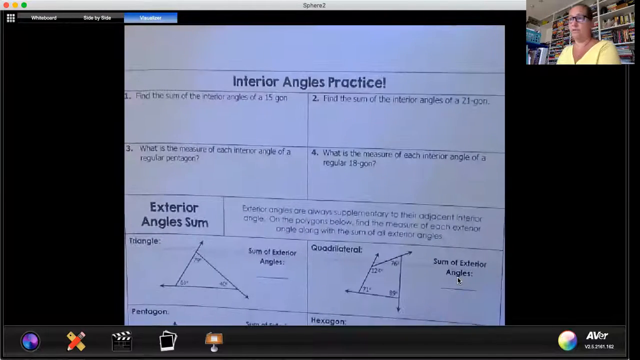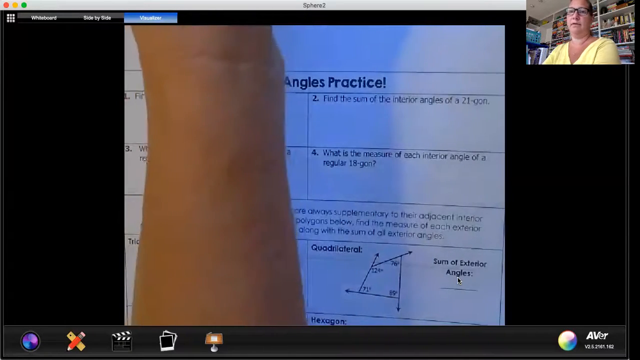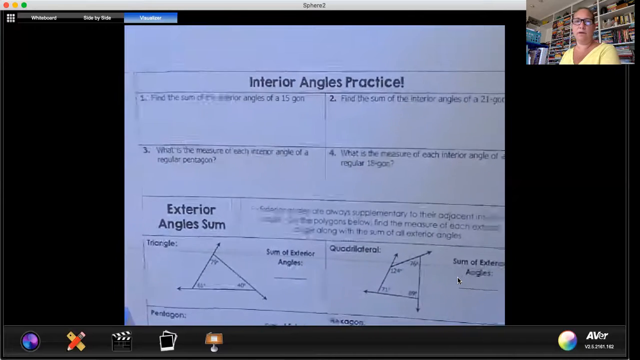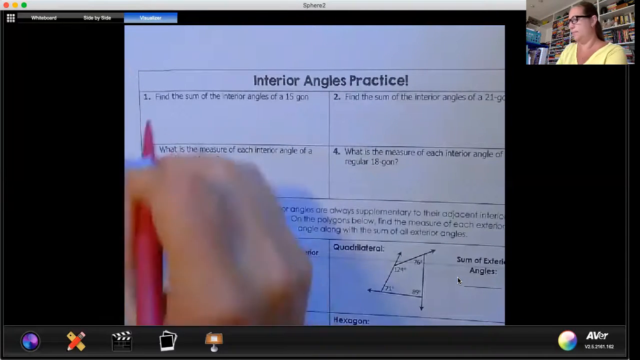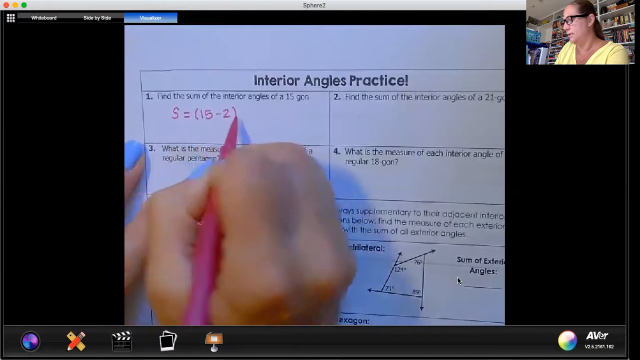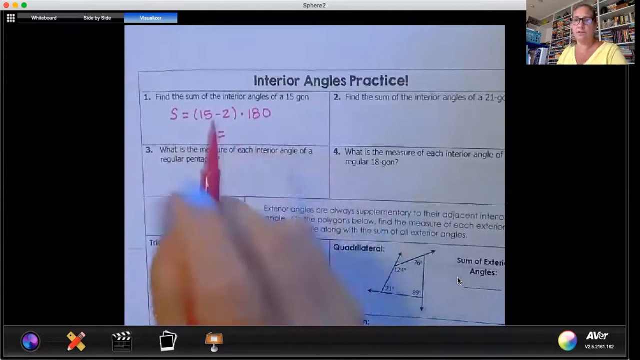So now we're going to practice. If you don't have a calculator, pause your video, grab your calculator, come right back, and we will take a look at these problems. Find the sum of the interior angles of a 15gon. Once you get past a certain number, they just put the number of sides as the name. So S equals 15 minus 2 times 180.